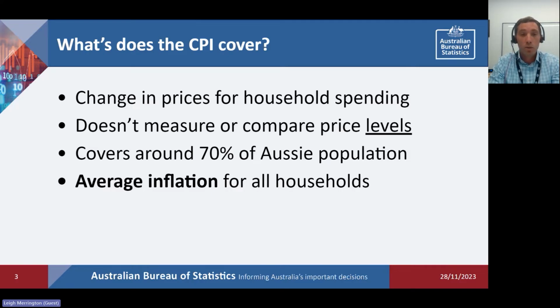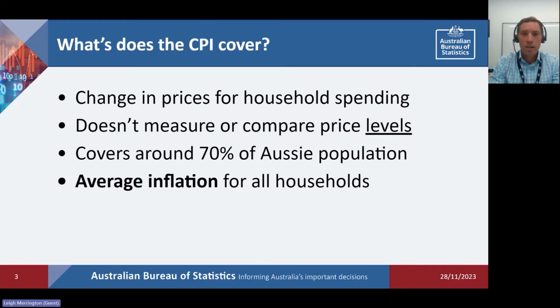The CPI also only measures price change over time. It doesn't compare price levels. So you can't use the CPI to say Sydney is more expensive than Melbourne. You can use it to say the prices in Sydney have risen more quickly than in Melbourne, but we don't measure price levels in the CPI.